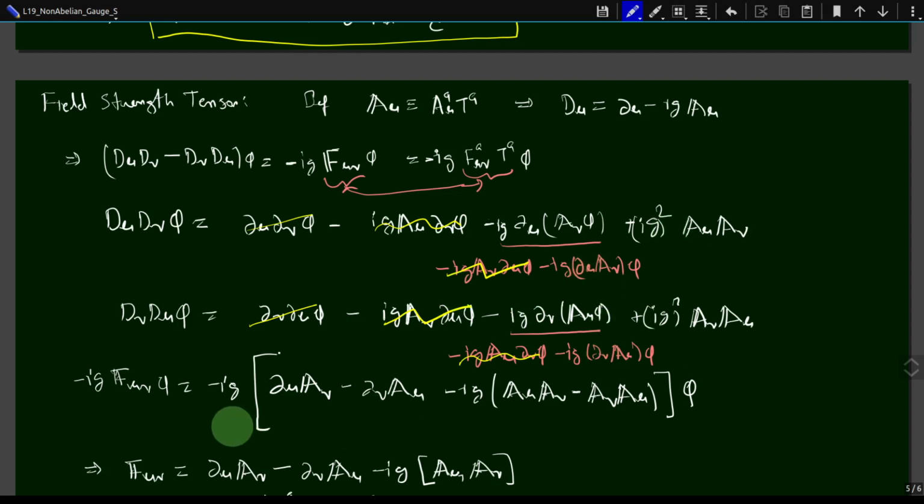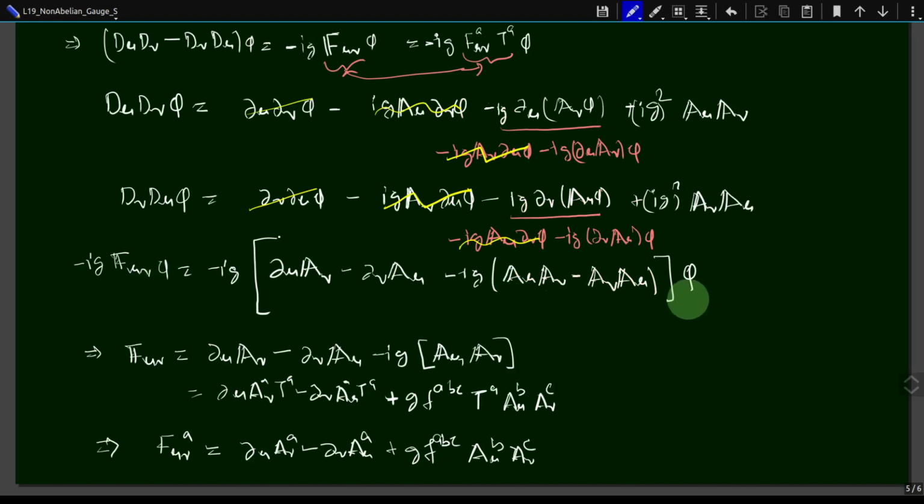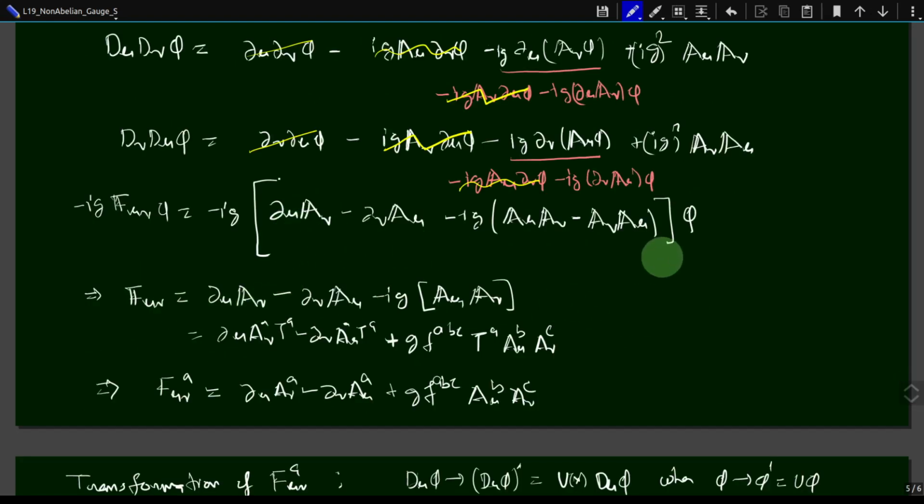So for the 2 in pink, I took the minus IG common, because it's sitting there, and on the left hand side also, so it has to cancel. So minus IG F mu nu blackboard font times phi is given by minus IG, and this del mu A nu minus del nu A mu, very similar to what we had earlier, but the A mu's are matrices over here. Okay, remember this notation. And then IG times minus IG times the commutator of these matrices, A mu A nu minus A nu A mu, acting on phi. So I read that it is true for any phi, so F mu nu is just nothing but this expression in the bracket.